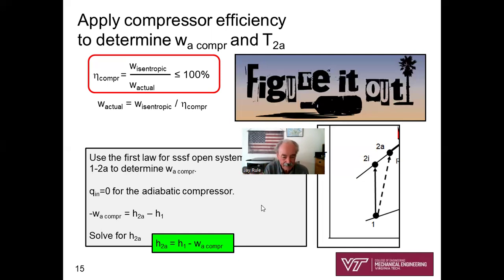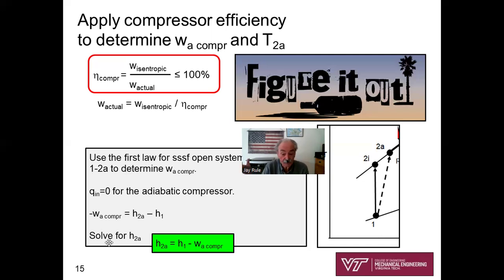You're planning ahead a little bit. So I need to figure out what H2A is. Well, what I'll do is I'll write the first law for process 1 to 2A. Process 1 to 2A, first law. Let's see. It's an adiabatic compressor. Qin is 0. So let's see. Qin, that's 0, minus W actual of the compressor equals H2A minus H1.